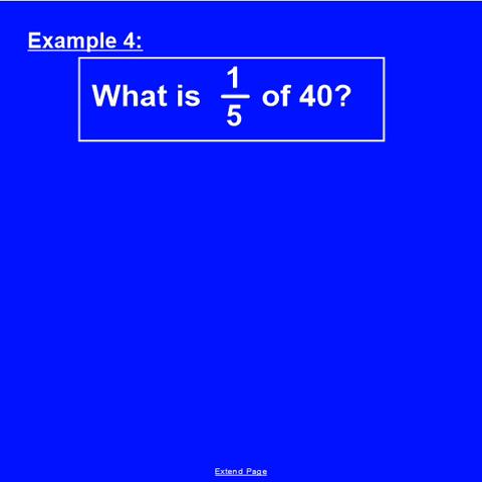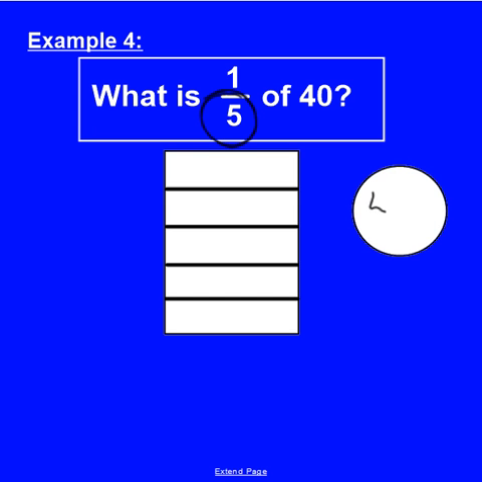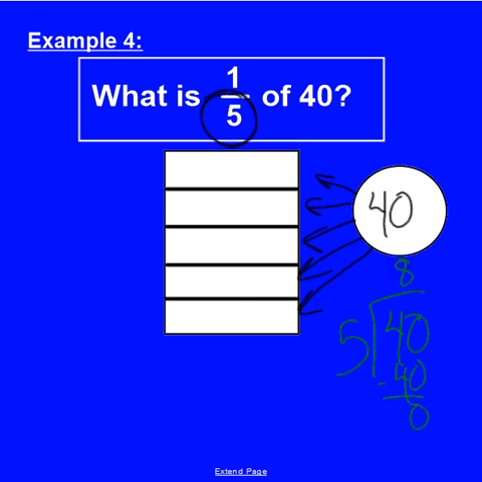Example number 4 says, what is 1/5 of 40? So my denominator is a 5. So I'm going to split up my rectangle into 5 equal parts. 40 is going to go into 5 different parts. So 40 divided by 5, excuse me, equals 8, which is 40. So 1/5 of 40 is just 1/5, not all 5/5, but is 8.